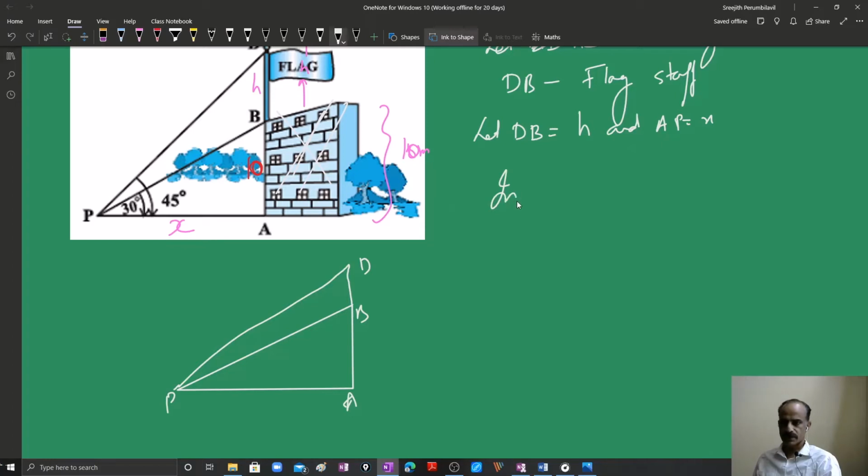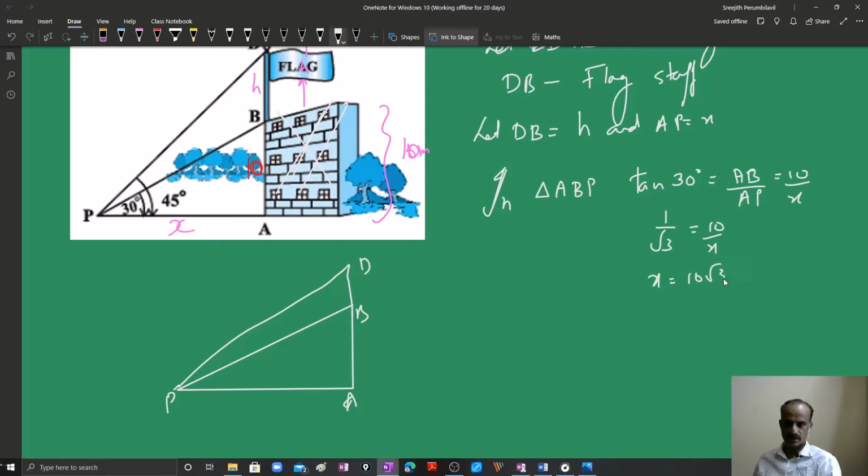Now in triangle ABP, connecting known with unknown, opposite and adjacent, tan of 30 degrees is equal to the opposite side AB divided by AP, that is 10 divided by x. Tan 30 is 1 by root 3, which is equal to 10 by x, so x is equal to 10 root 3. The distance is 10 root 3. Now I take the larger triangle.